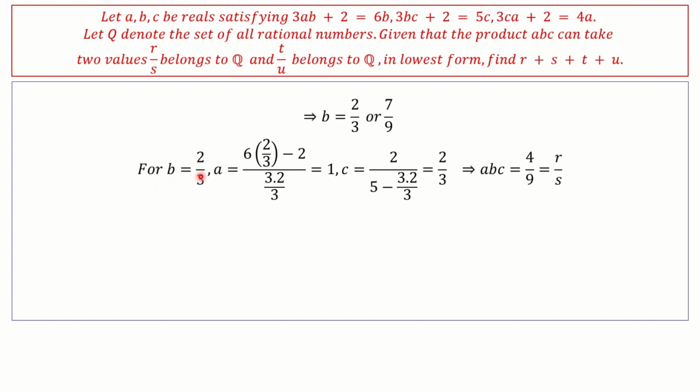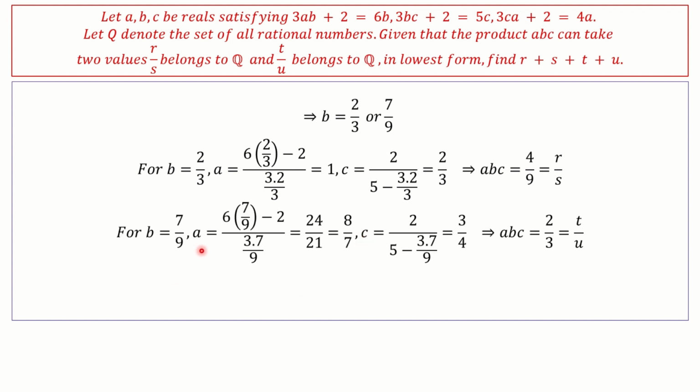For b equal to 2 by 3, you will get a as 1 and c as 2 by 3, and abc equal to 4 by 9. This is nothing but r by s. For b equal to 7 by 9, a equal to 24 by 21, or simplifying, 8 by 7, c equal to 3 by 4. So abc equal to 2 by 3. This is equal to t by u. So r plus s plus t plus u equal to the sum of these four, which is nothing but 18.